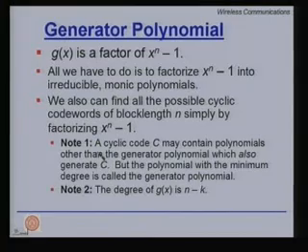So, we have to note that a cyclic code C may contain polynomials other than the generator polynomial, which also generates C, but the polynomial with the minimum degree is called the generator polynomial. We have also observed last time that the degree of G(x), the generator polynomial, is n minus k. All this is under the assumption that there is a unique one-to-one correspondence between a polynomial and a code word. So, any code word can be represented by a polynomial, and multiplying a polynomial by x merely tantamounts to rotating the code word polynomial by 1 to the right side.